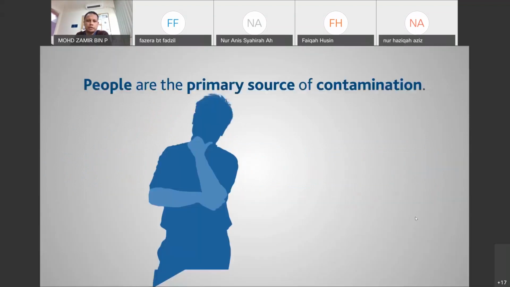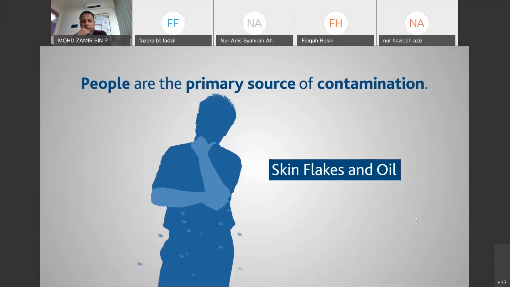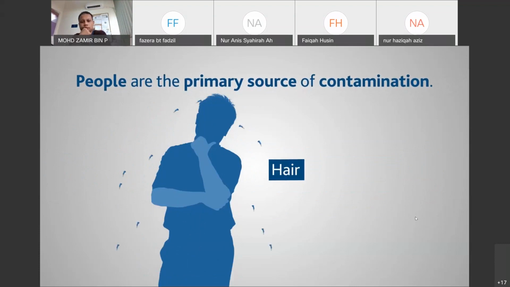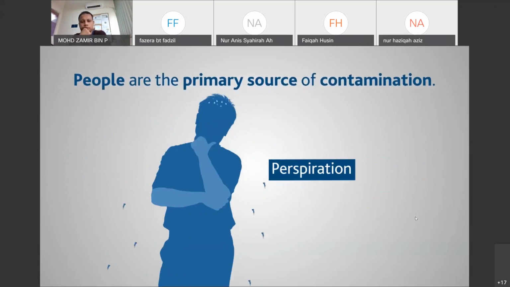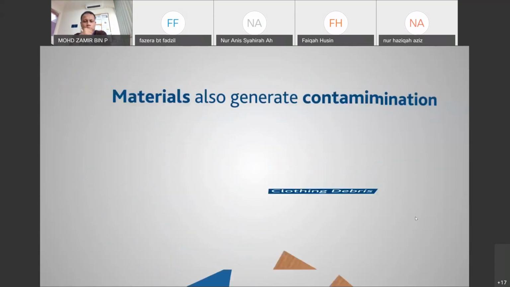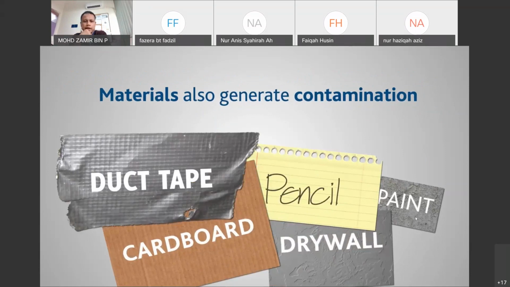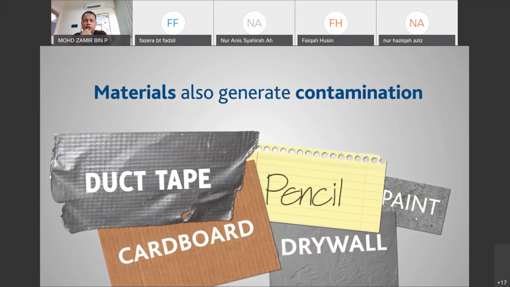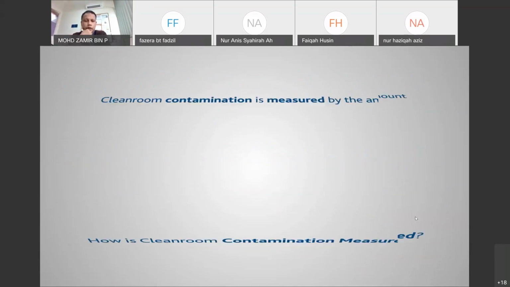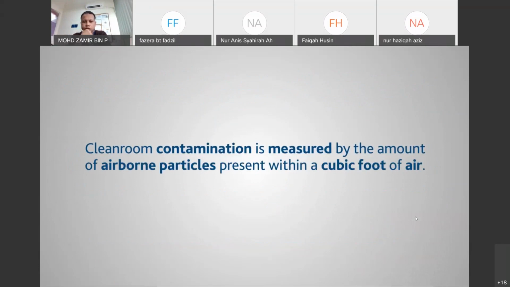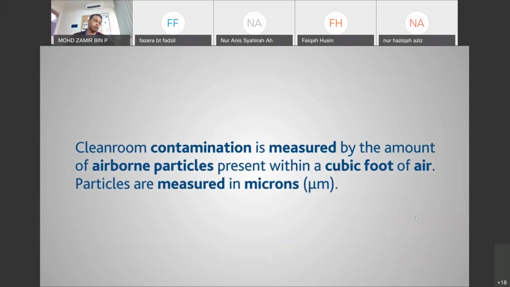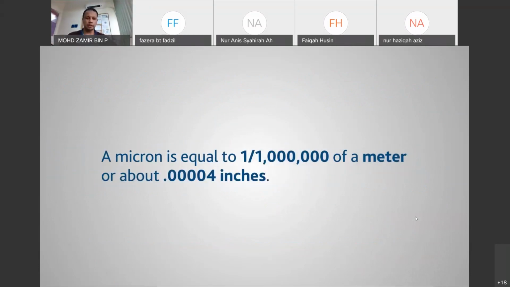What creates contamination? We create contamination. So that's why we have to gown up. Hair, spit, sweating, clothing debris, the stitching, duct tape, pencil, cardboard. So you need a special book, right? A clean room book in order for you to go into a fab and work. Contamination is measured by the amount of particles per cubic foot of air or meter cube. Particles are measured in micron.